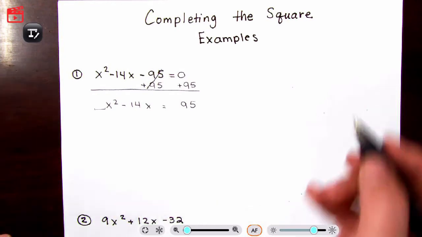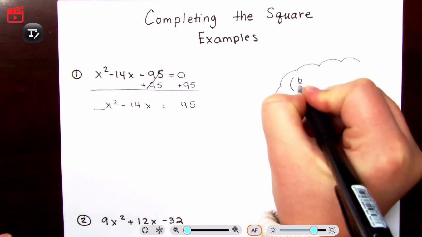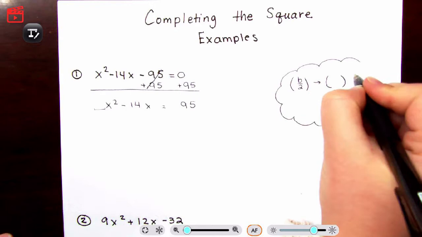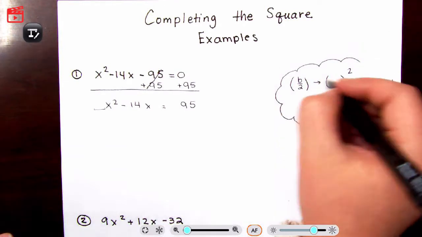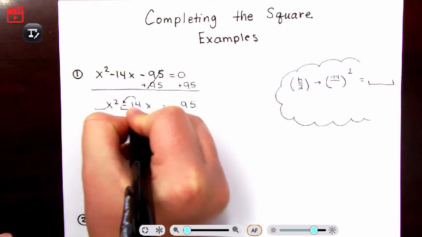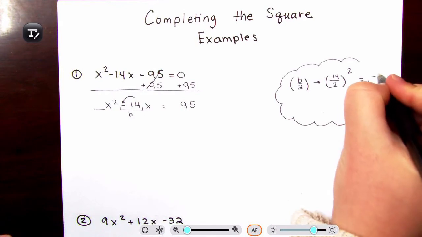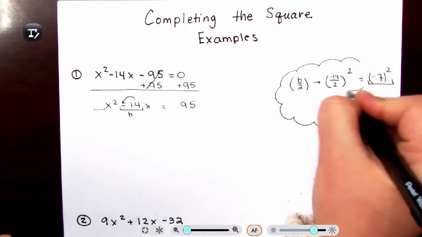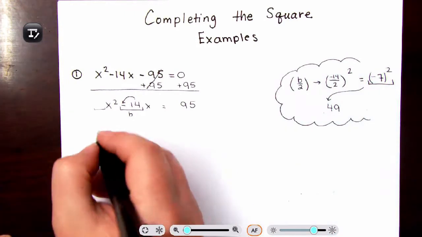So here's my thinking bubble. We'll do it here. We want to take b divided by 2, and then we want to take that answer and square it to get our new c value. So b in this case is negative 14. Make sure you grab the sign in front of it. That is your b value. Divided by 2, negative 14 divided by 2 is a negative 7. And we still need to square that because I didn't square it yet. When I square it, that gives me a positive 49. So I'm going to bring it back here.